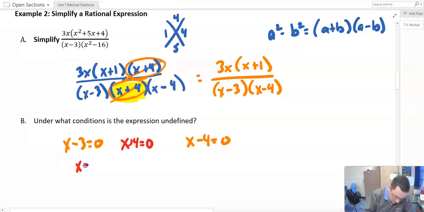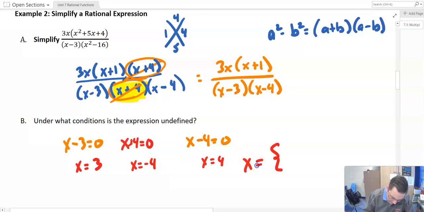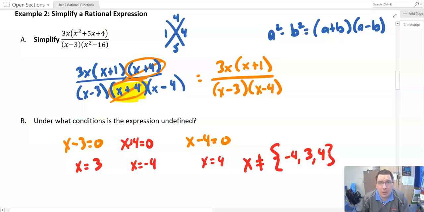Meaning that I'm going to get three pieces. X is equal to 3, x is equal to negative 4, x is equal to positive 4. So x cannot be equal to negative 4, positive 3, or positive 4. So again, those are the three domain values that we're looking at in this problem.